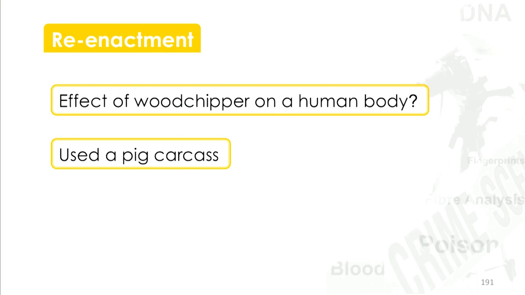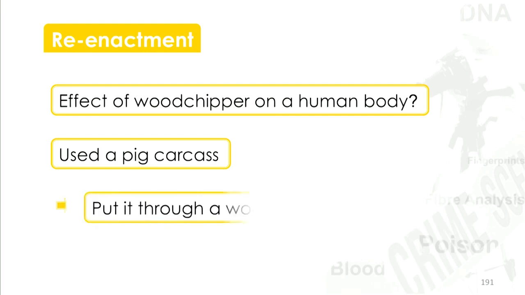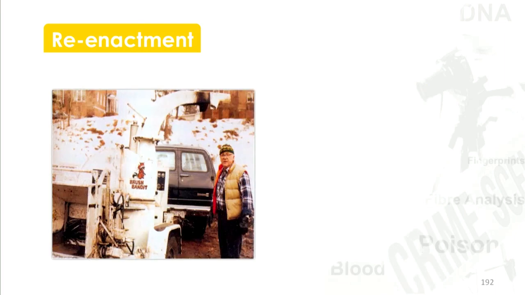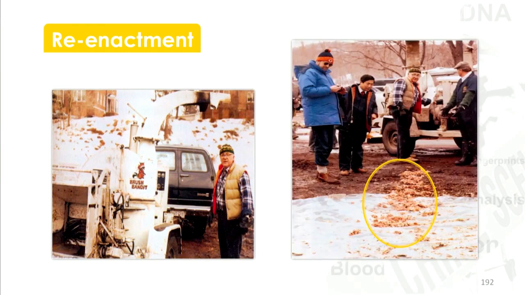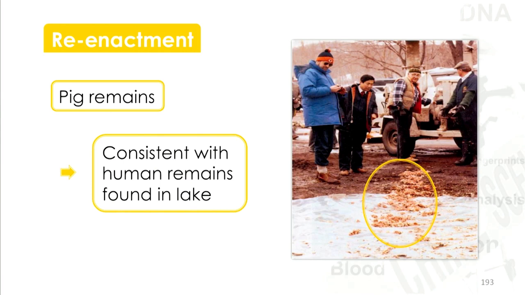So they used the same chainsaw, and they put the pig carcass through a wood chipper machine. And here's the results. On the left, there's the wood chipper, and on the right, you can see what's left of the pig. And in the center of the picture, you can see the very distinguished forensic scientist, Henry Lee, who was called in on this case. So you can see from this picture here very clearly that the kind of material, the kind of human material that they found in the lake is consistent with the effects of a wood chipper.